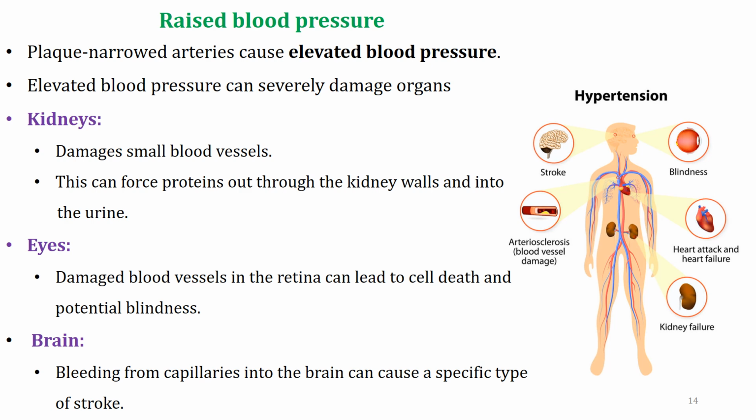Narrowed arteries lead to chronic high blood pressure. This can damage kidneys, causing protein leakage. Eyes, leading to vision loss.